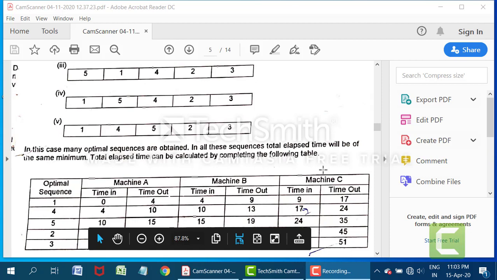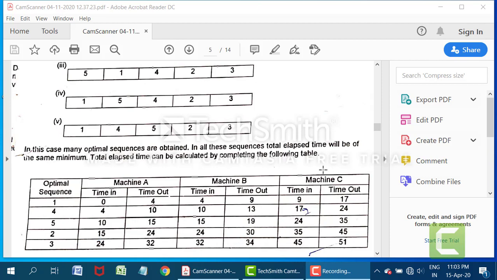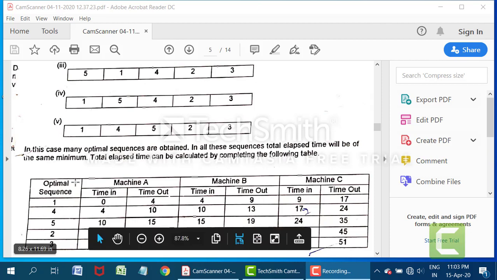G and H are only fictitious or imagined missions. The data was used only to find the best sequences, that's all. Once the best sequence is found, time in and time out must be computed on the real machines. Originally, we are given three machines: machine A, machine B, machine C. Hence, the table contains machine A.